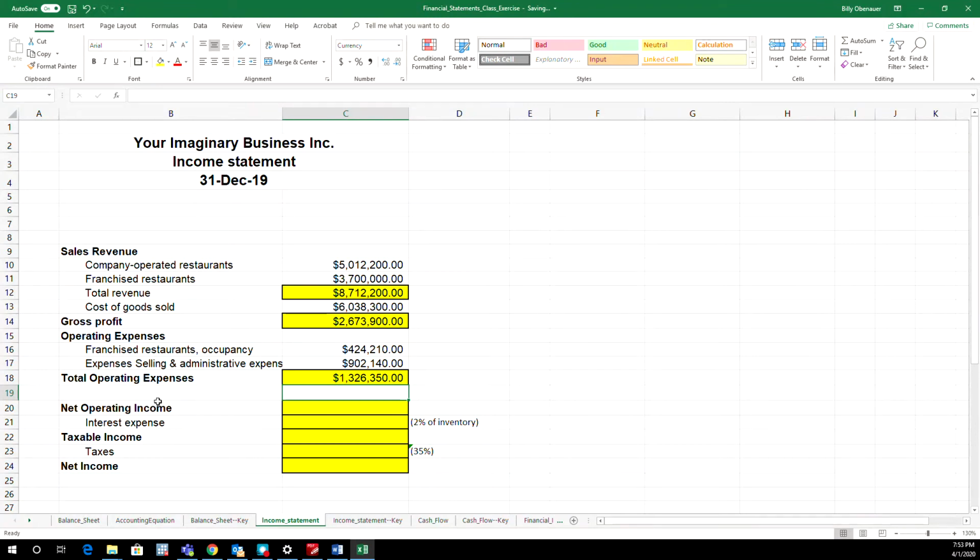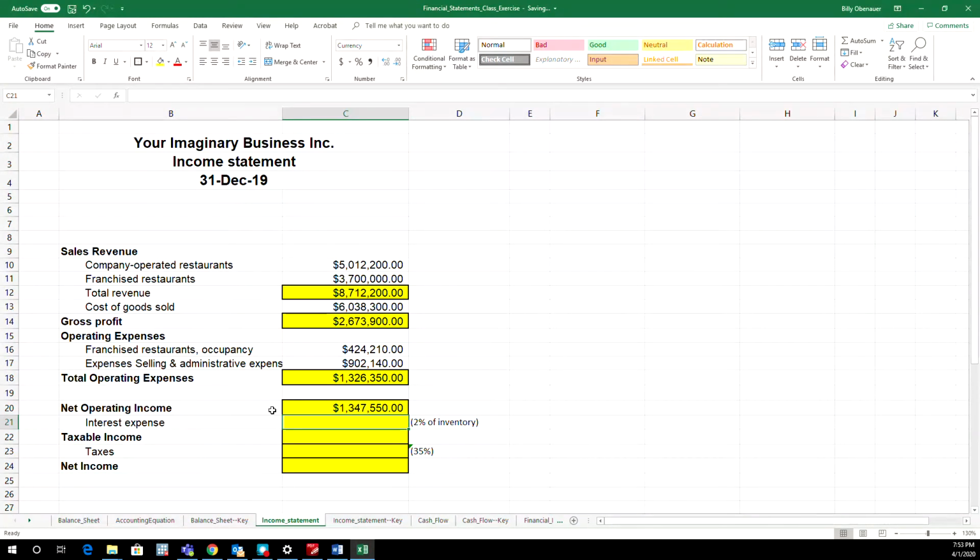Now we want to figure out what our net operating income is. And our net operating income is going to be our gross profit, which is right up here, minus our total operating expense. So we're going to go in here and we are just going to take our $2,763,000 and we are going to subtract our $1,326,000. And that's going to give us a net operating income of $1,347,550.